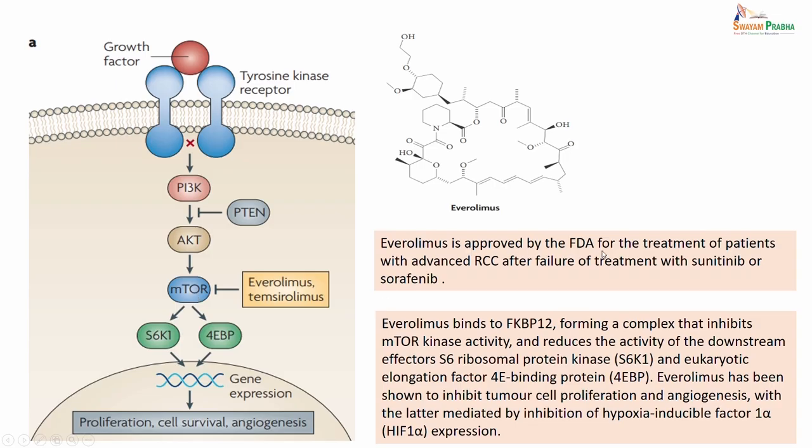Everolimus is approved by the FDA for the treatment of patients with advanced renal cell cancer after failure of treatment with sunitinib or sorafenib. So, it is already FDA approved, and this is the structure of everolimus. Everolimus binds to the FKBP12, forming a complex that inhibits the mTOR kinase activity, and it reduces the downstream activity of the S6 ribosomal protein kinase 1 and the eukaryotic elongation factor 4E binding protein, that is, the 4EBP. So, everolimus has been shown to inhibit tumor cell proliferation and angiogenesis, with the latter mediated by the inhibition of the hypoxia inducible factor 1 alpha expression.